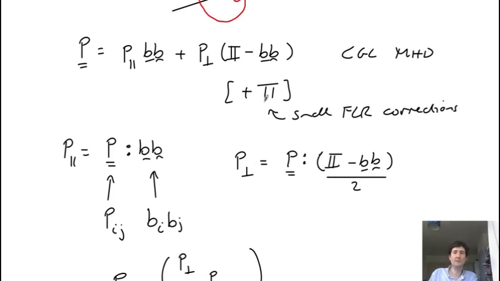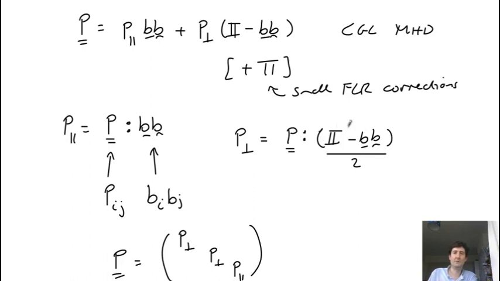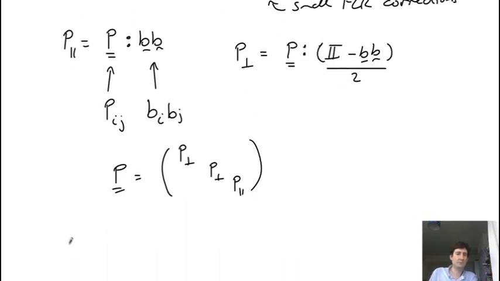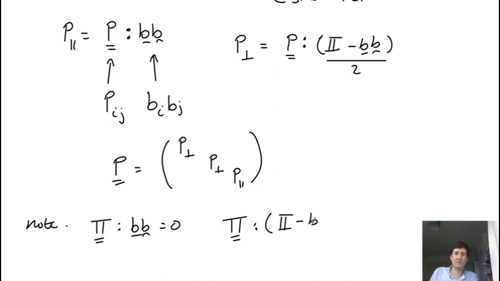This also gives 2 constraints on what this stress tensor must look like, because obviously when we take the dot product with BB, this must go to 0, and the same when we take the dot product with this. So the stress tensor double dot with BB must be equal to 0, and also the stress tensor with I minus BB must be equal to 0.